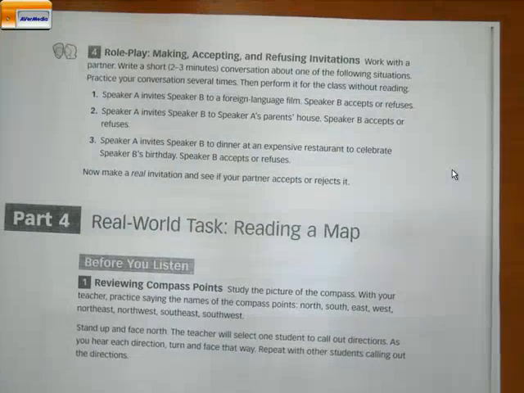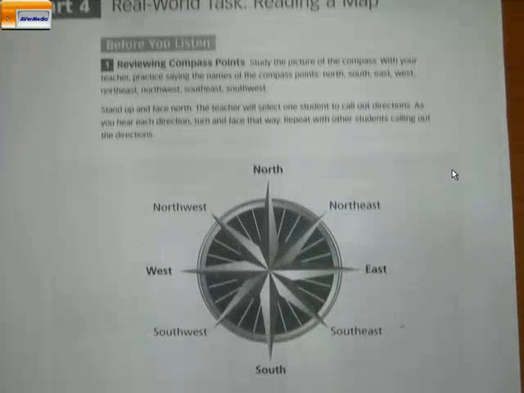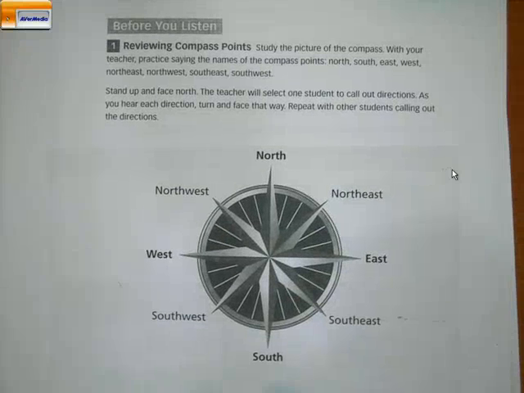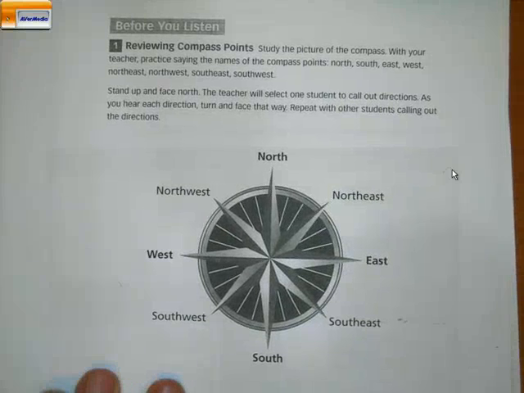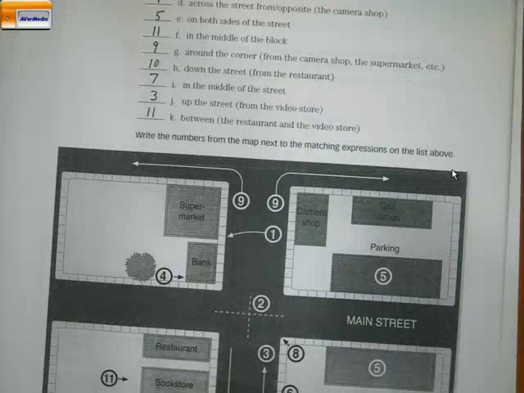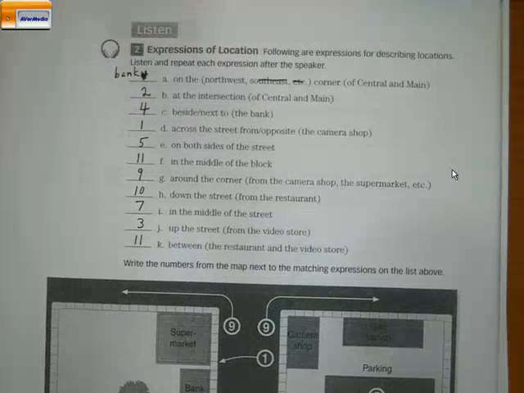Now our last thing in every unit is a task. Our task in this unit is reading a map. When reading a map, you have to know that north is to the top, south to the bottom, east to the right, and west to the left. So you'll need that sometimes in reading a map. We also need certain phrases. These are phrases that you need to know about a map.